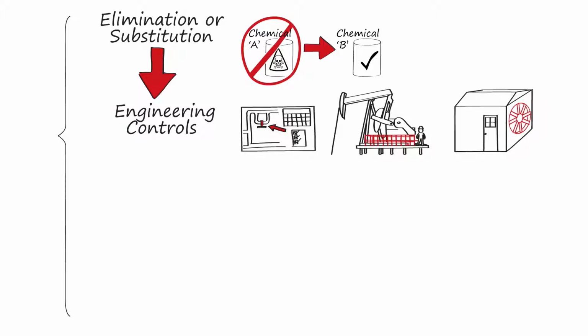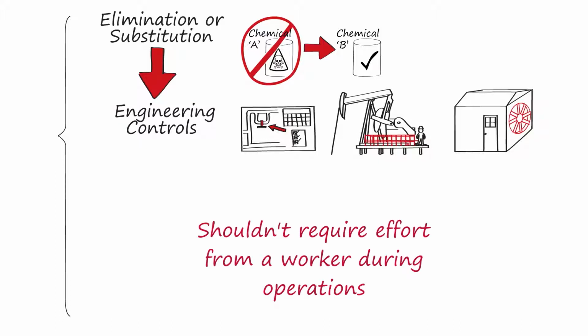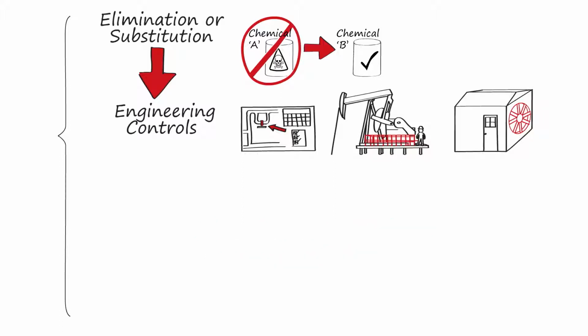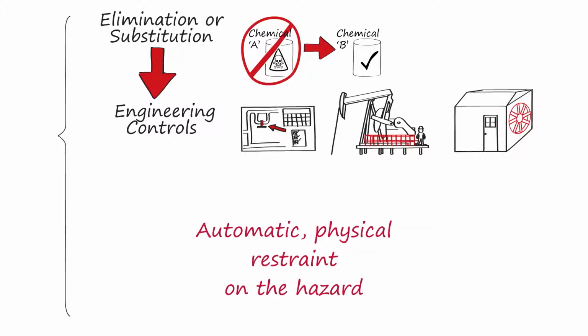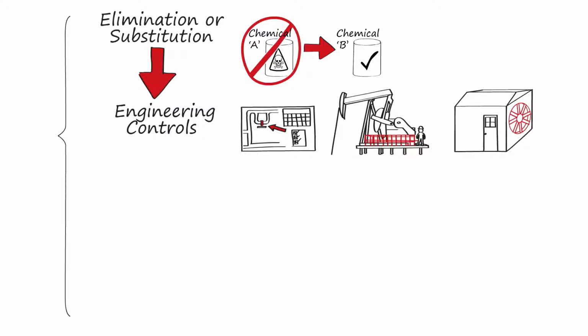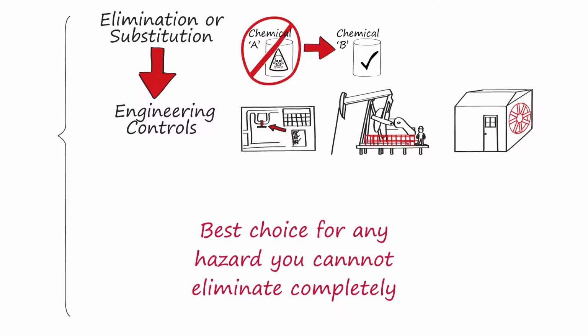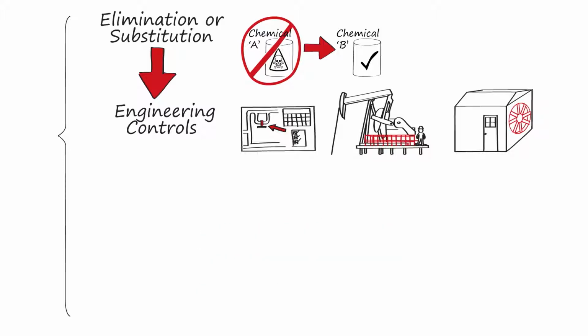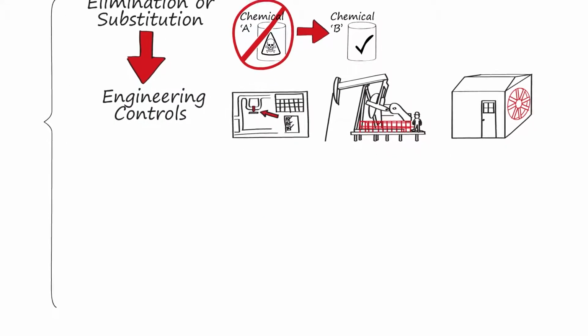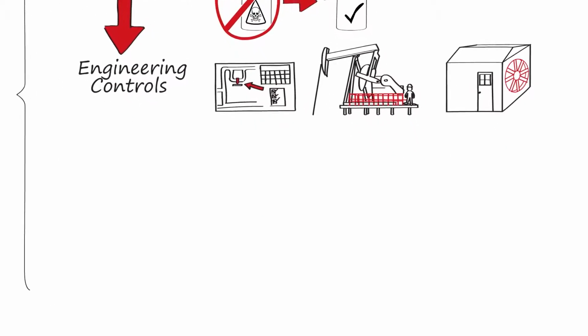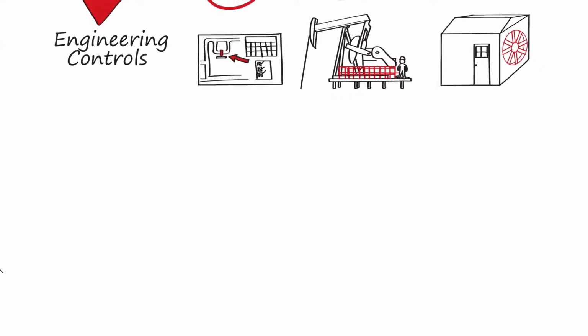With a good engineering control, once designed and implemented, it typically shouldn't require further effort from a worker during operations, because it provides an automatic physical restraint on the hazard. It's the best choice for any hazard you cannot eliminate completely. In a perfect world, we would engineer all the hazards out of the workplace. However, that is not always feasible.